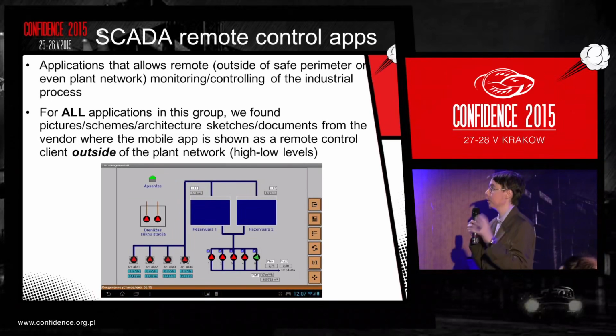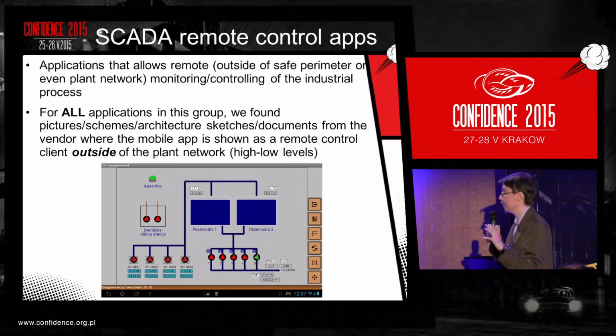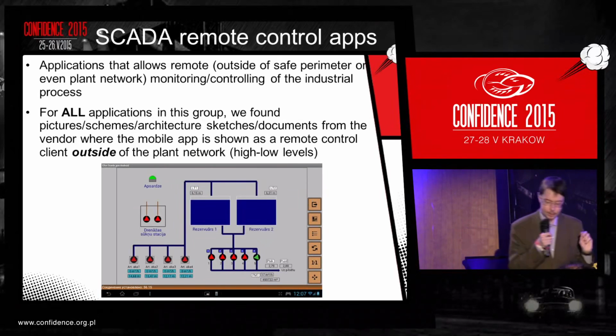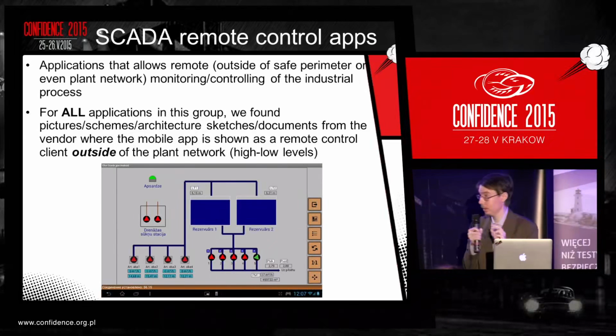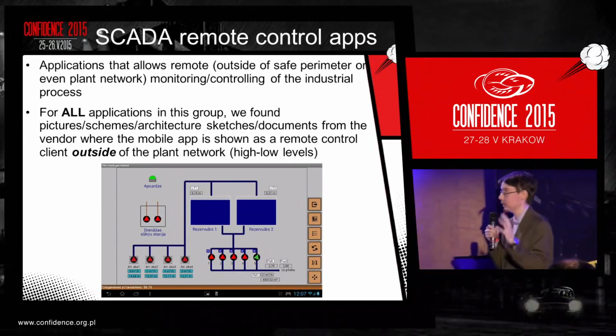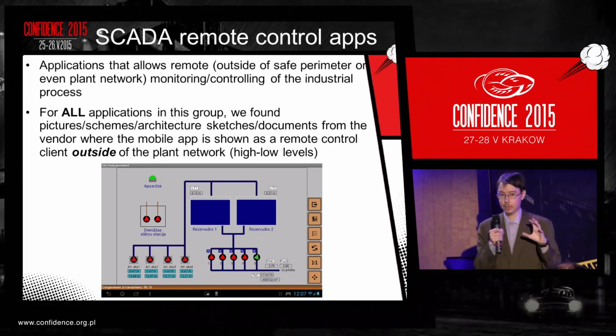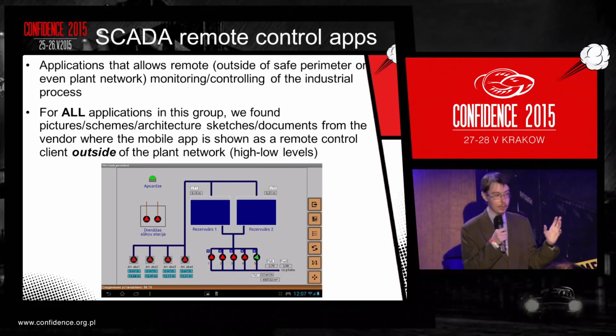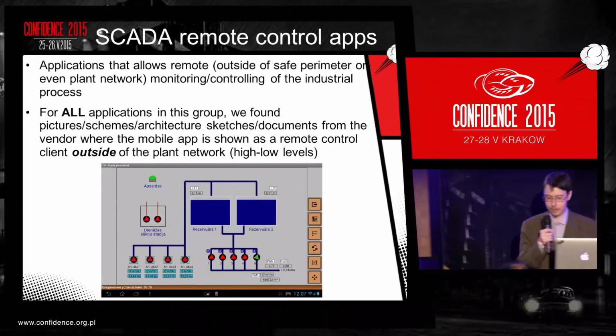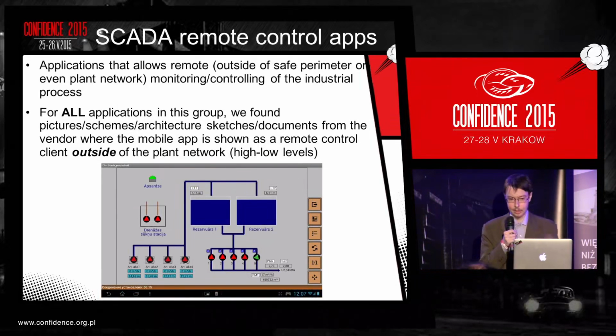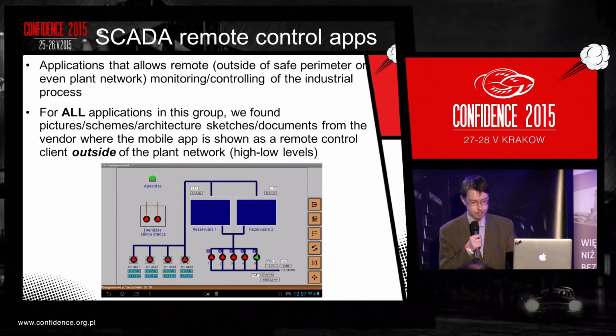For all applications in this group, we found pictures, schemes, architecture sketches, and documents from vendors where the mobile app is shown as a remote control unit outside of the plant network. So this is a bit scary, but it is. You can go to some vendor sites and see how they propose an application that could be used for remote supervising of an industrial process through the internet, through the GSM channel, or through other things. And now we will discuss typical attack vectors.